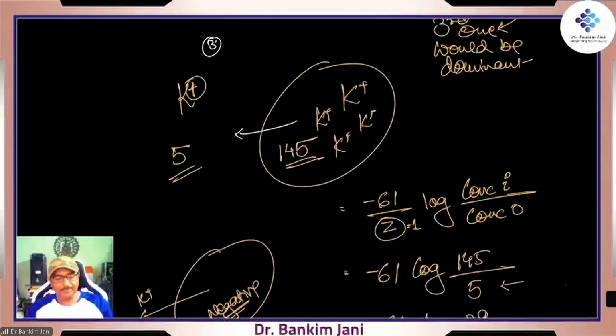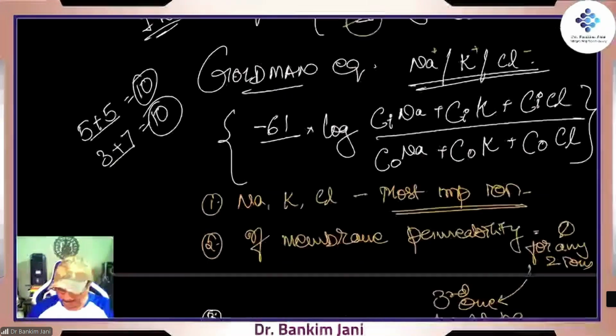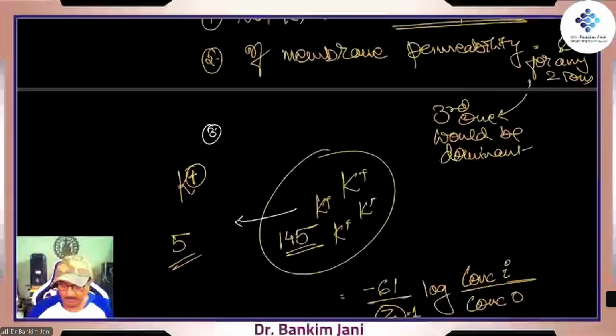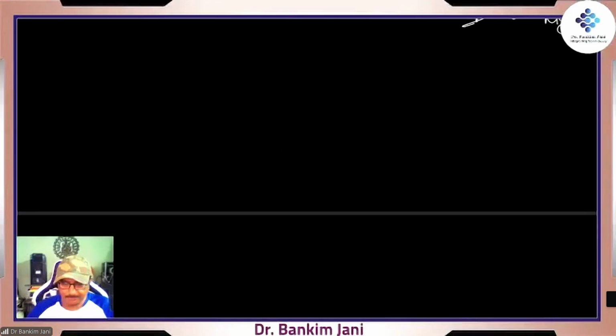So we talked about this, and we calculated the Nernst equation also. Just for reference, this was the Goldman equation, in which we take the total concentration inside upon the total concentration outside, take a log, multiply by minus 61, and then you get the answer. No one will tell you to calculate all these things, but it is important for your understanding. Nernst equation calculation can come.